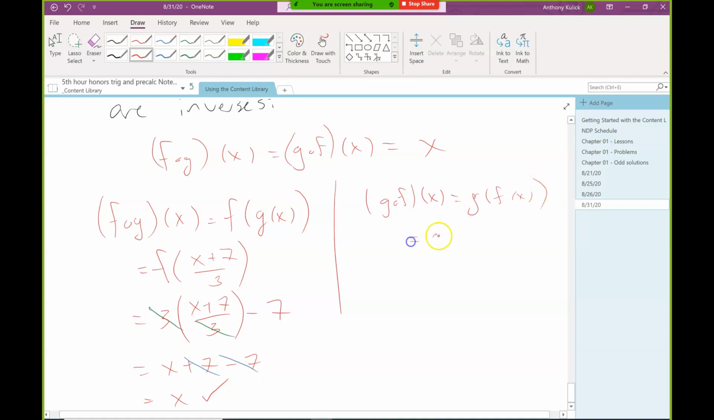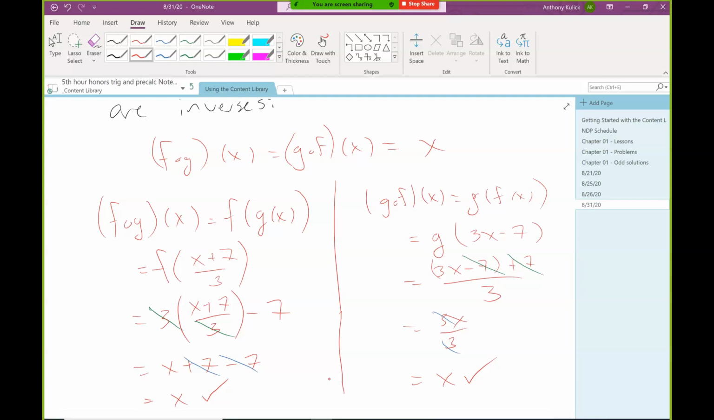If I go the other way, I have g of 3x minus 7. If I plug that in, I have 3x minus 7 plus 7 all over 3. The minus 7 and plus 7 cancel out. And then the times 3 and divide by 3 cancel out. And I'm left with x, which is exactly what I needed, both compositions to give us x. So that'll finish up here with section 1.3.